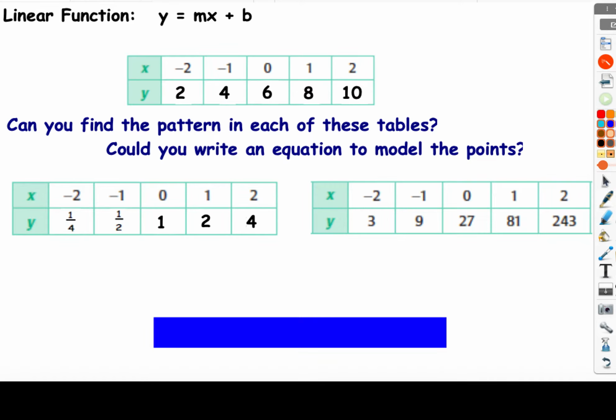Alright, this video is going to talk about exponential functions. And the first thing we want to do, if we're going to talk about exponential functions and what the difference is between that and what we know, let's talk about what we already know. More than likely you've studied linear functions.